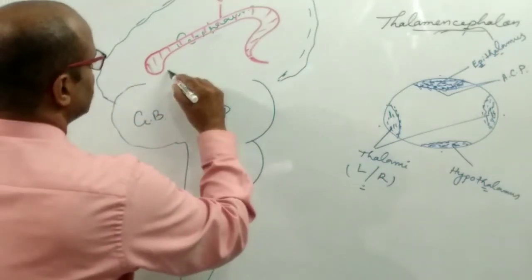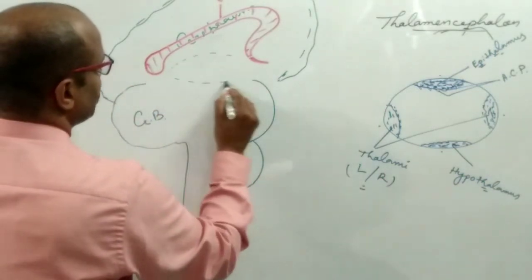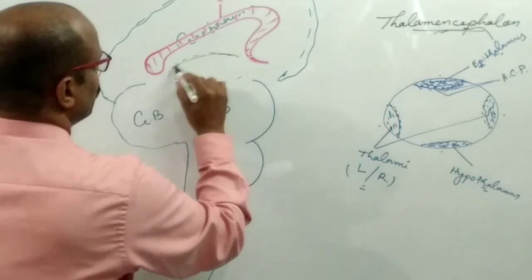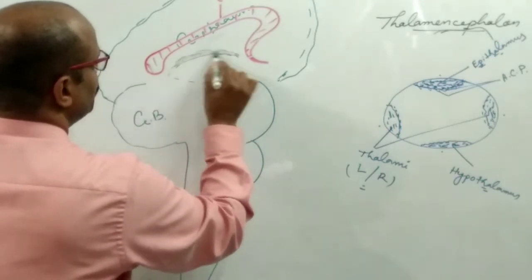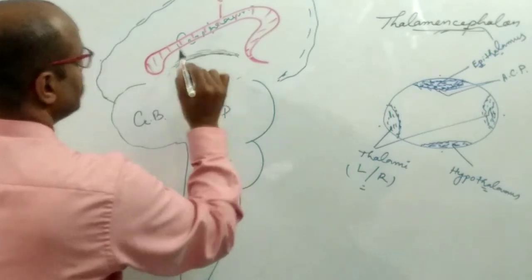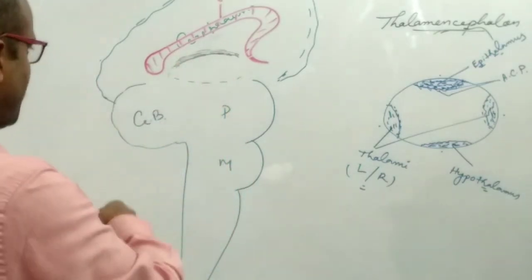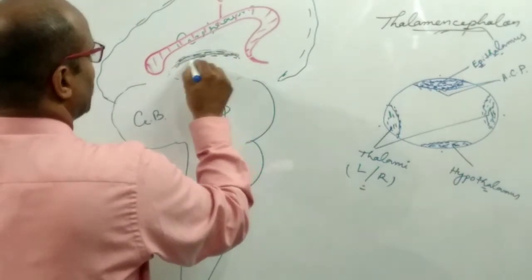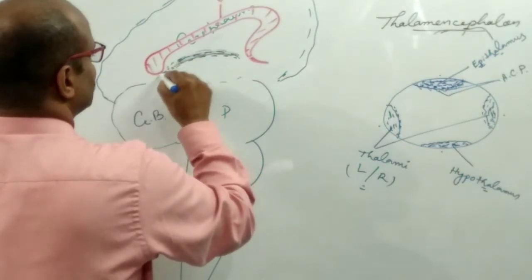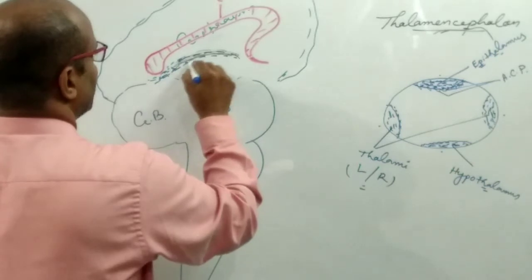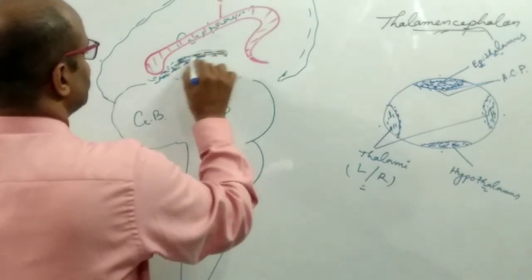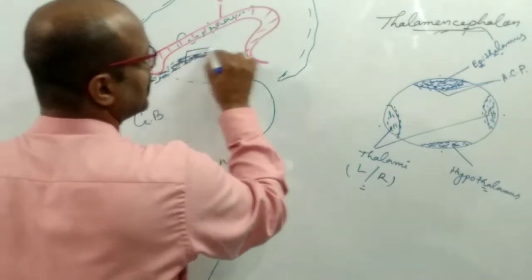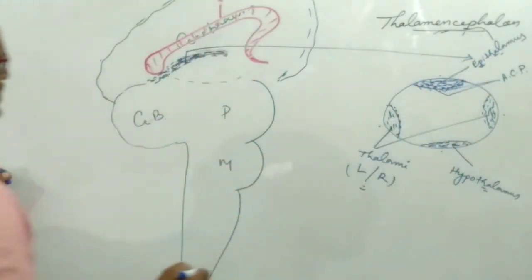Suppose that this is the third ventricle. This is the roof of the third ventricle, and it forms the epithalamus.